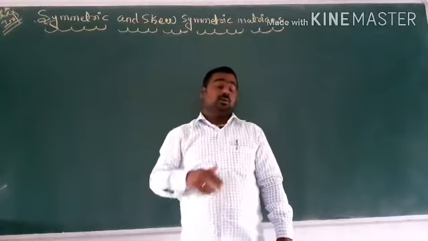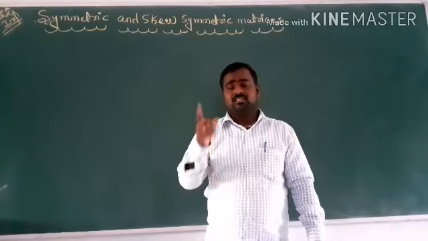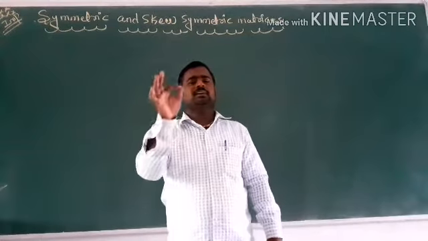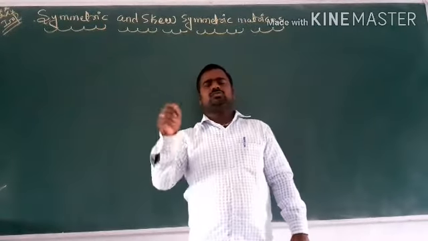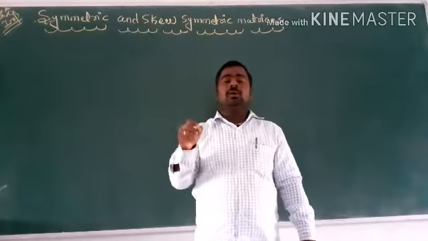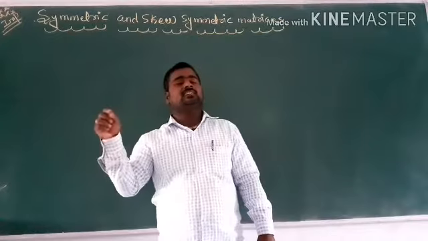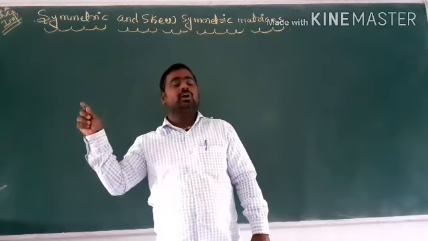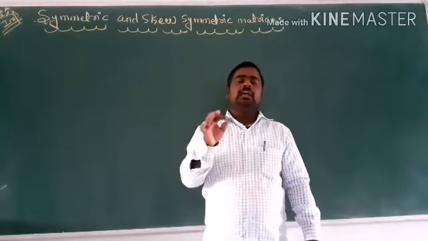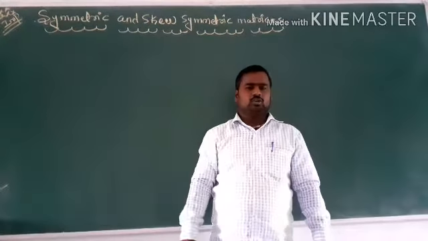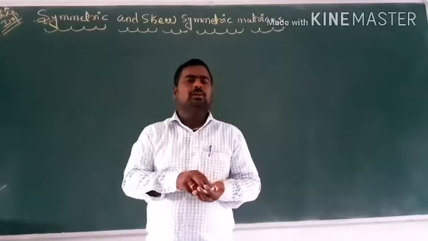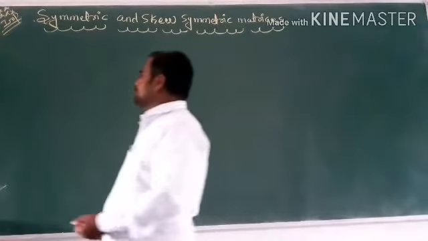Another one we are going to deal with is the sum of symmetric and skew symmetric matrices. The sum of symmetric and skew symmetric is 1/2 (A plus A dash) plus 1/2 (A minus A dash). It is called the sum of symmetric and skew symmetric. First, I am going to give the definition of symmetric.